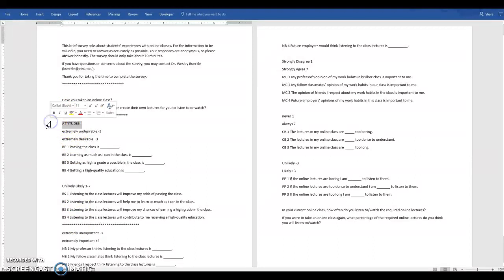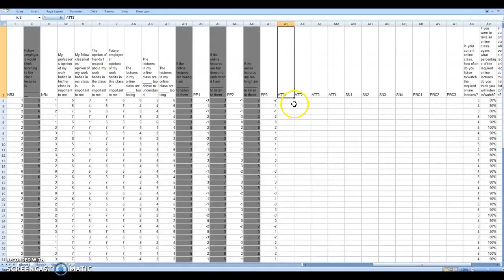Look at that. See? Ta-da! All right, so this is going to be this times this, right? BE1 times BS1 is attitude 1. So go over to my data. How do I do that there?